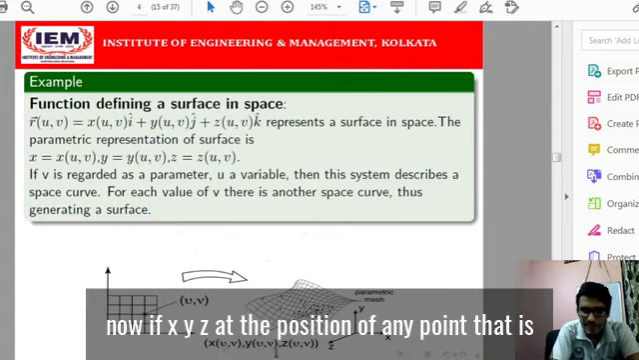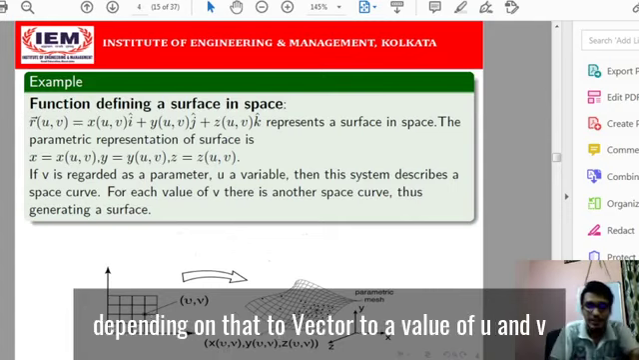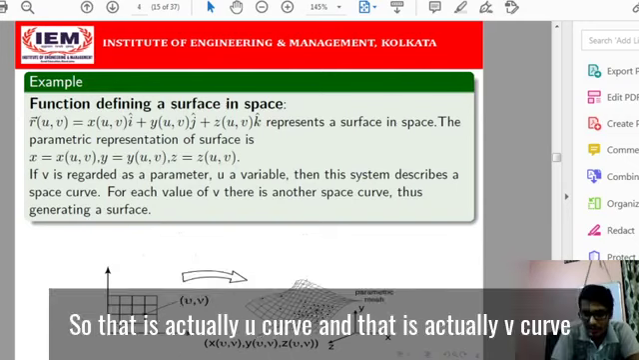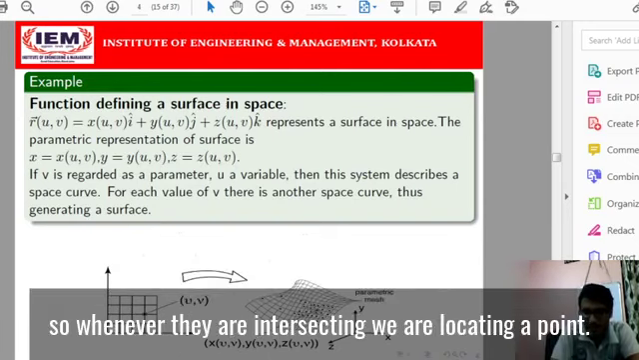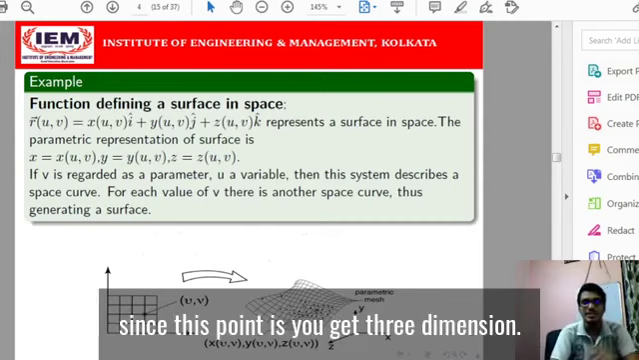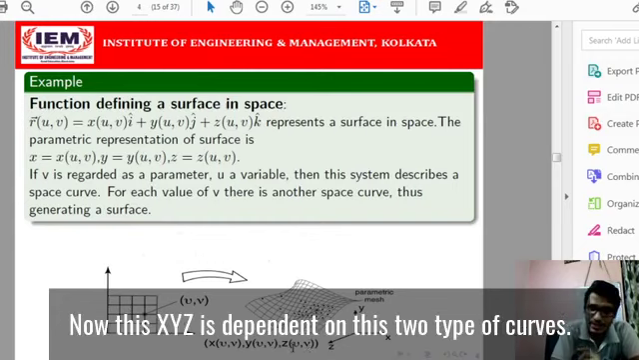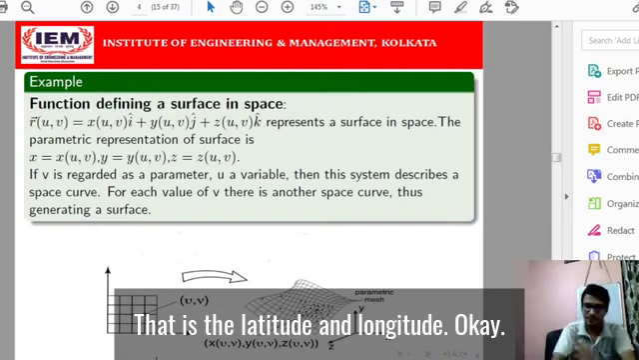Now x, y, z are the position of any point that is dependent on two variables u and v, so we can construct any point in three dimensions. That is the u curve, that is the v curve. Whenever they intersect, we are locating a point. Since this point is in three dimensions, there will be three components, x, y, z components. Now this x, y, z is dependent on these two types of curves, the latitude and longitude.